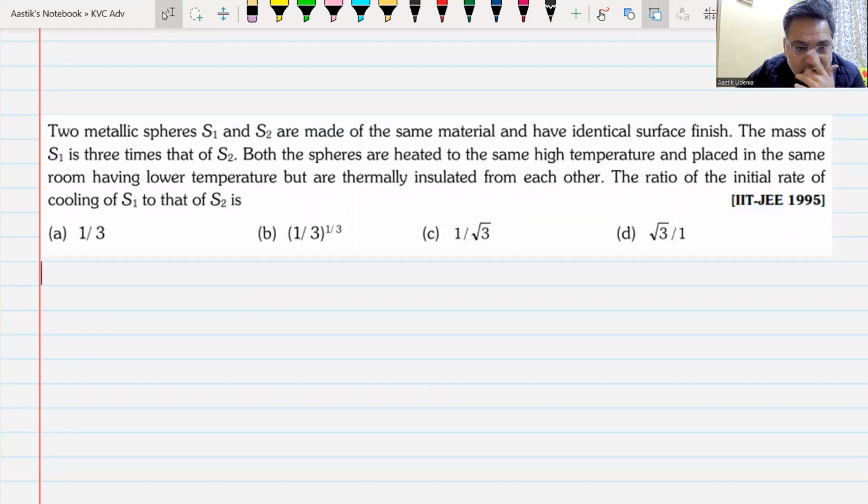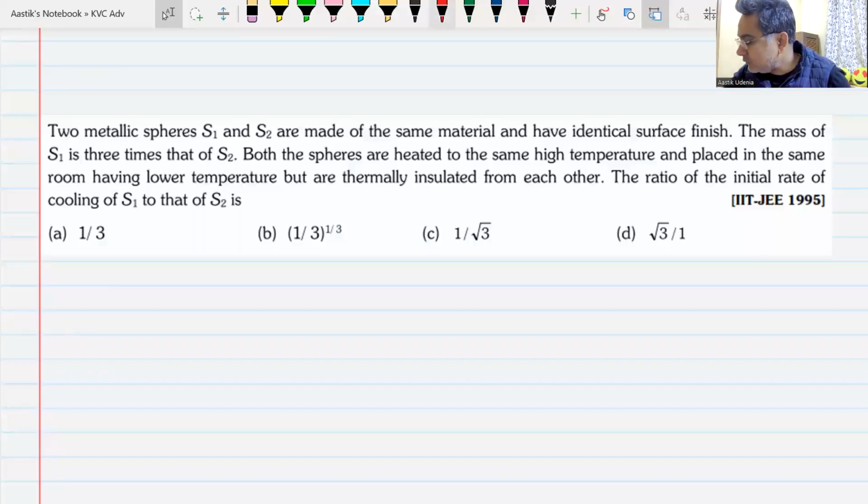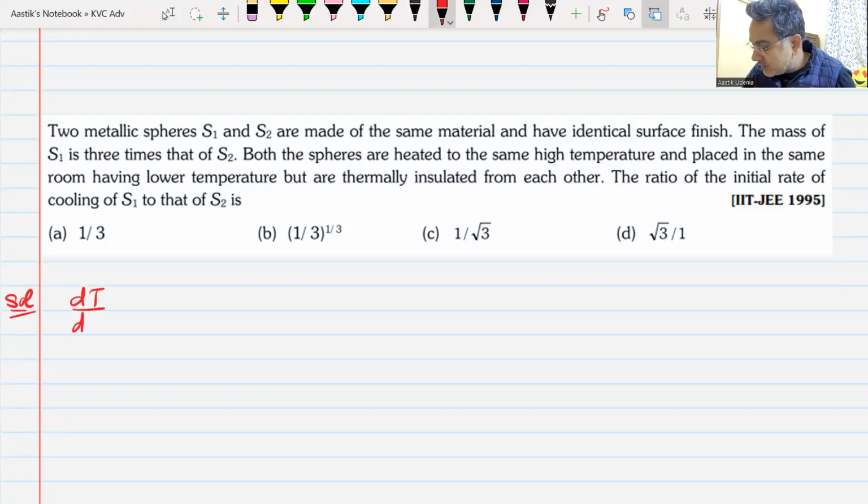Two metallic spheres S1 and S2 are made up of same material and have same surface finish. The mass of S1 is 3 times of S2. Both the spheres are heated to the same high temperature and placed in the same room, having same lower temperature, thermally insulated from each other. The ratio of initial rate of cooling is how much? So how are we supposed to do this? The rate of cooling d theta by dt is equal to E sigma A by mc, t raised to the power 4 minus t naught raised to the power 4.